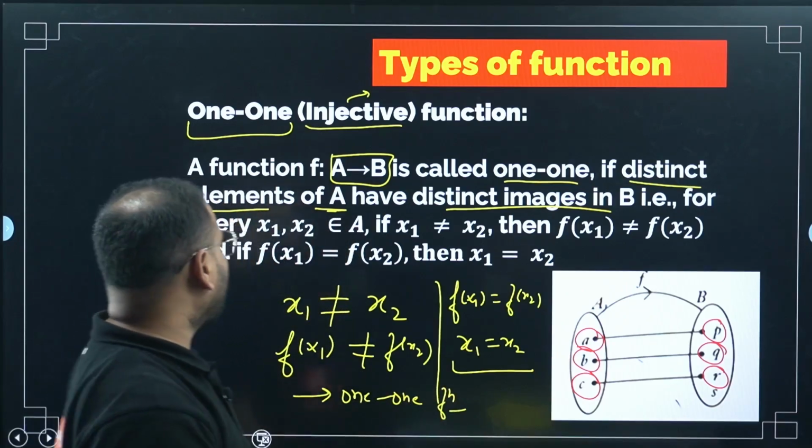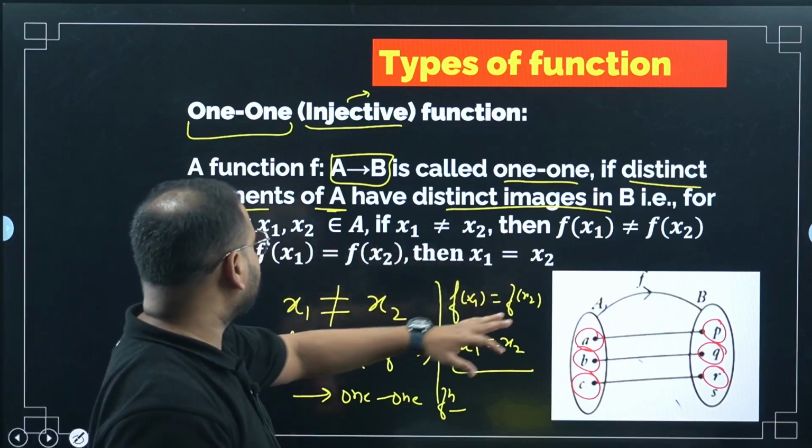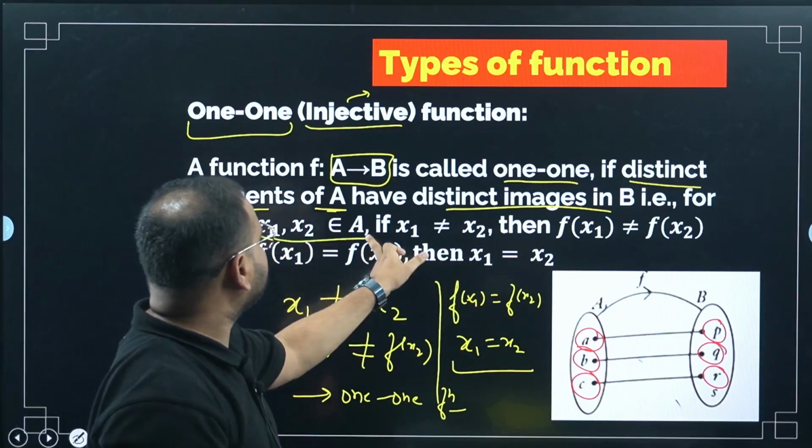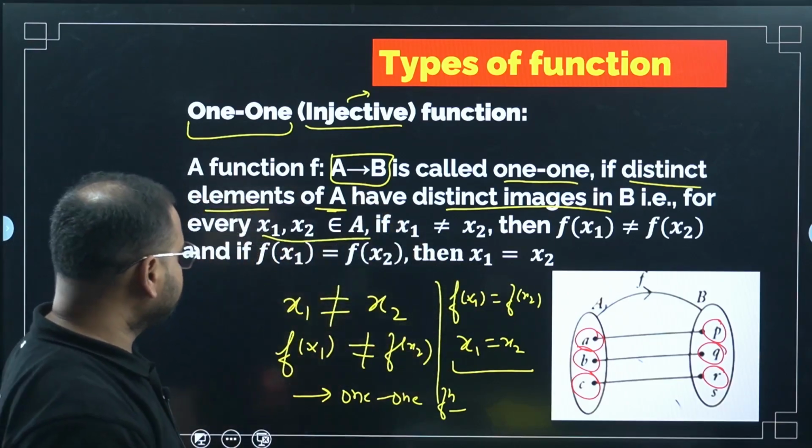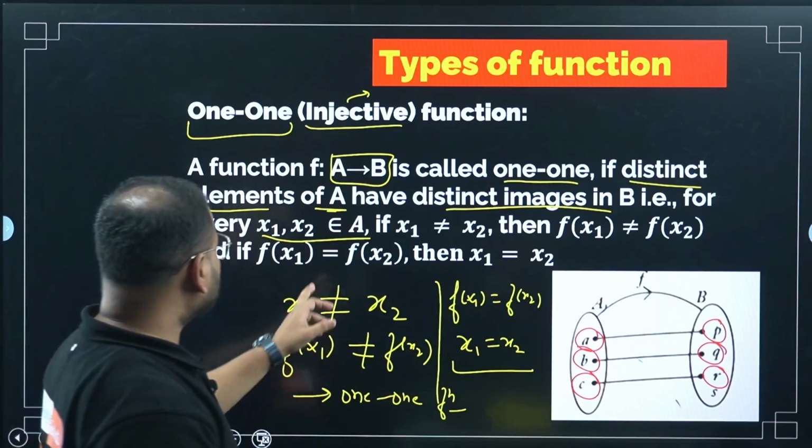I hope this is clear. The same thing is written here. x1 and x2 belong where? From the set A. Then what is the element of set B?